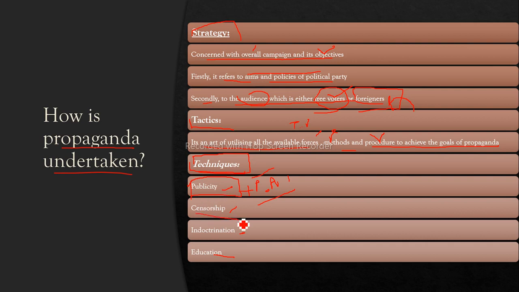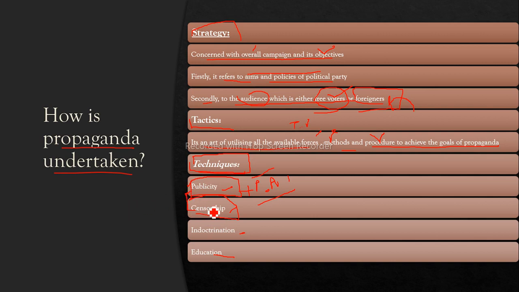The second thing is censorship. Censorship is the opposite of publicity. Where publicity means communicating something, censorship means omission. You are omitting the facts. These are two important things, so relevant yet opposite, because when you are carrying out propaganda, you have to propagate a certain one-sided story and you have to omit and cover the other aspects that will go against your party. So this is censorship: you will give people filtered information which you want them to feed on.